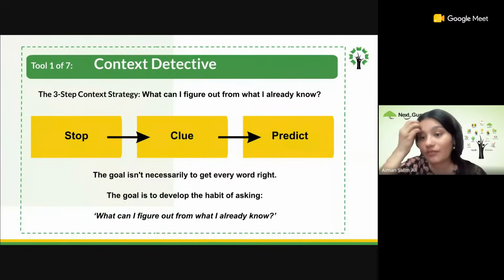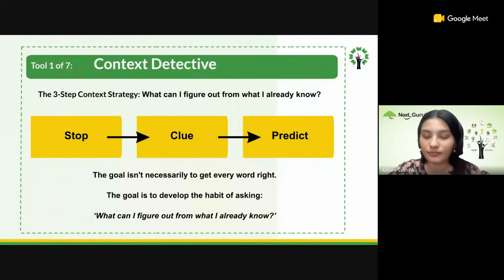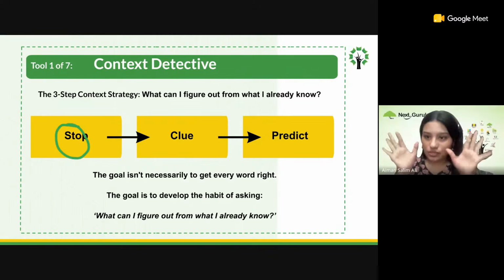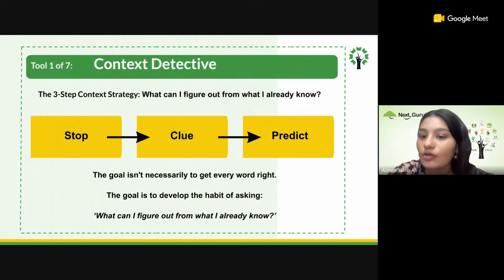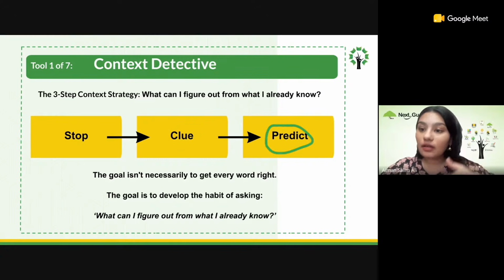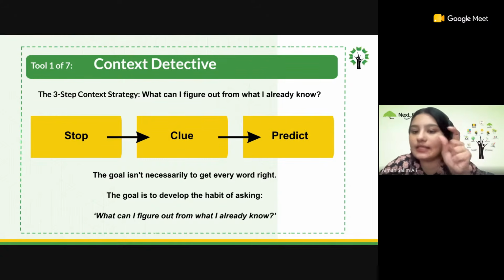Now, how can we find out the clues? I have a 3-step strategy for you, which is stop, clue, and predict. What can I figure out from what I already know? First, we have to stop at the sentence. Then we look for clues. And then we predict what might be the meaning of that one sentence.